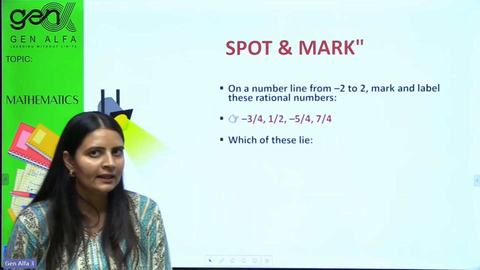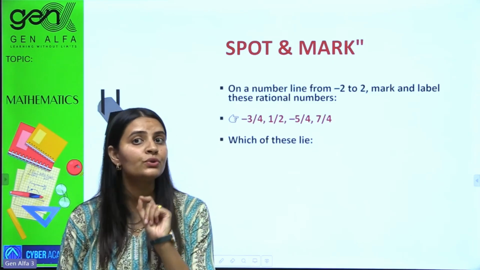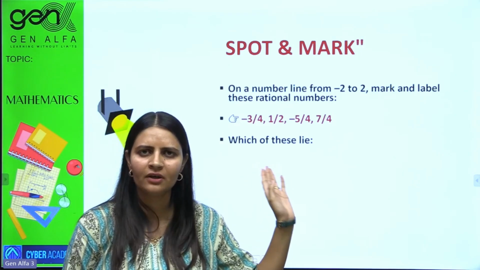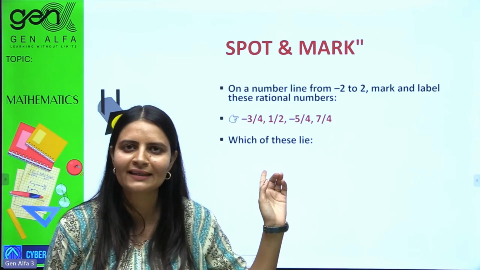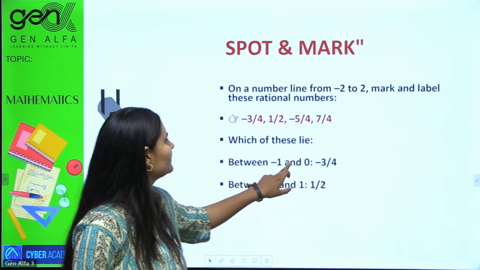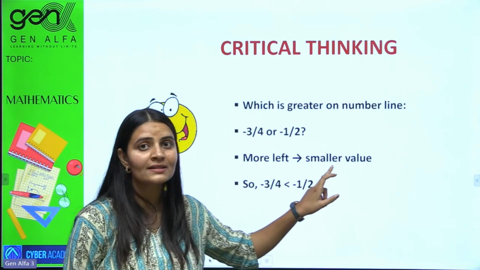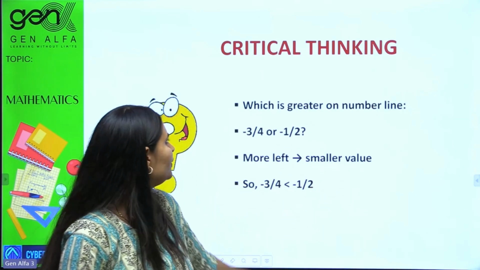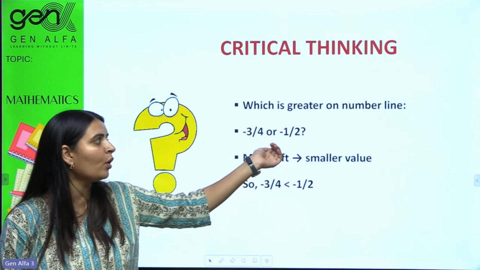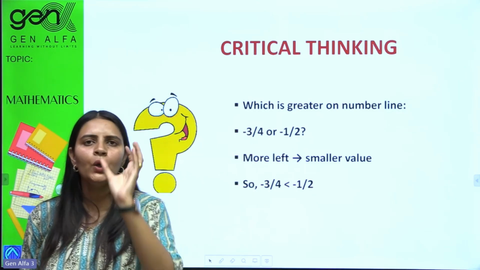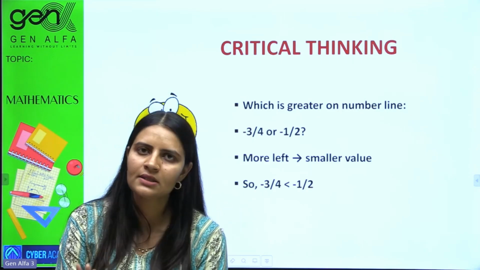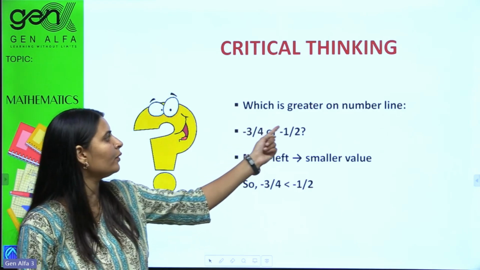On a number line from minus 2 to 2, mark and label. Okay, we'll come to this in a bit. I'll give you this activity in a while. Just wait for some time, because it was the time-taking one. So here, let me tell you which one is greater and which one is smaller on the number line. Just by looking at the number line, you must tell which one is greater and which one is smaller. Here, minus 3 by 4 or minus 1 by 2.